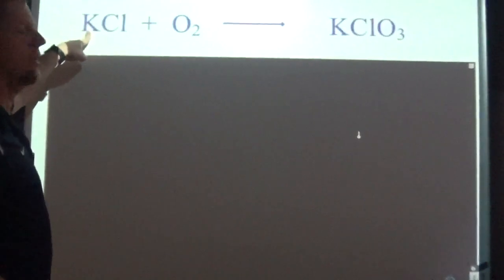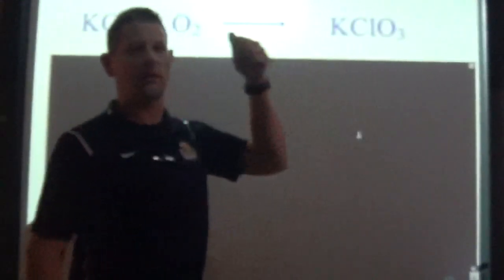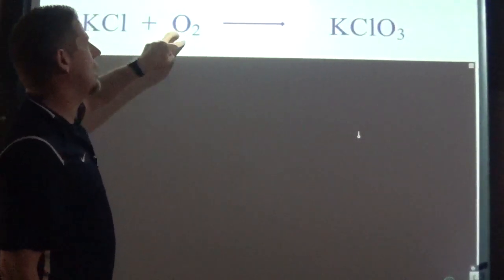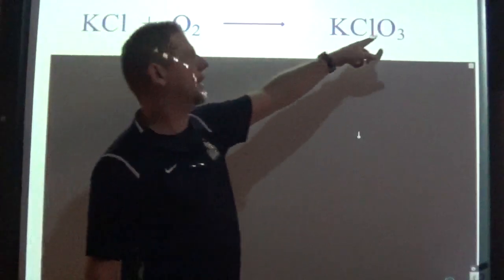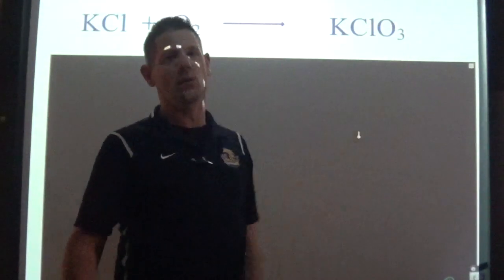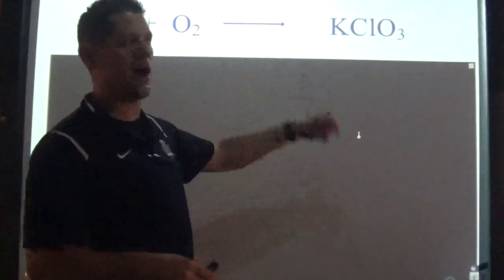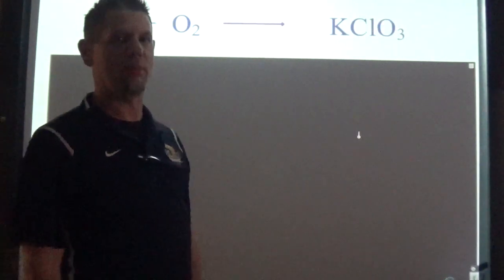I have a K on the left. I have a K on the right. That's good. I have a Cl on the left. I have a Cl on the right. That's good. I have 2 oxygens on the left, but I have 3 oxygens on the right. We have a problem. I must balance those oxygens, but not mess up everything else.